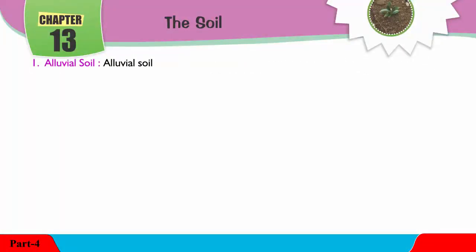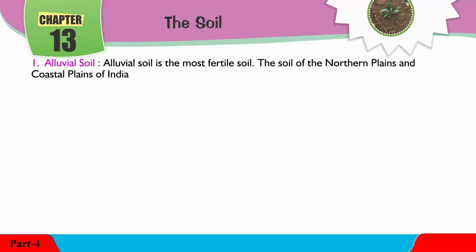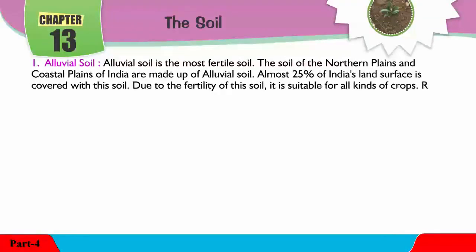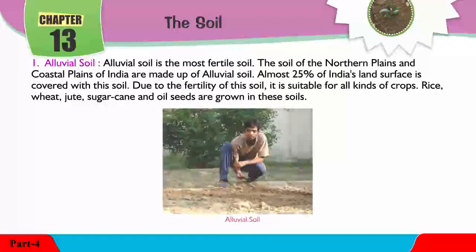1. Alluvial soil. Alluvial soil is the most fertile soil. The soil of the northern plains and coastal plains of India is made up of alluvial soil. Almost 25% of India's land surface is covered with this soil. Due to the fertility of this soil, it is suitable for all kinds of crops. Rice, wheat, jute, sugarcane and oilseeds are grown in these soils. Alluvial soil.